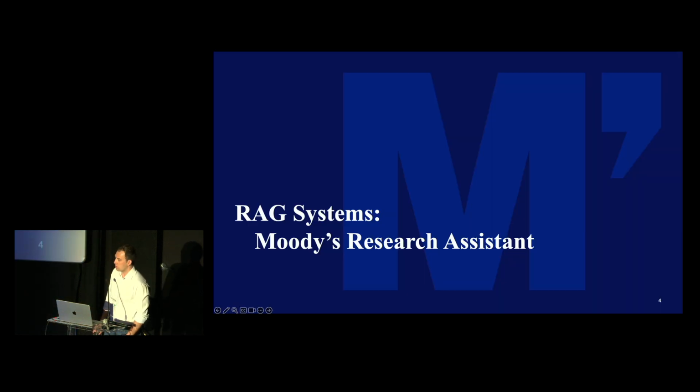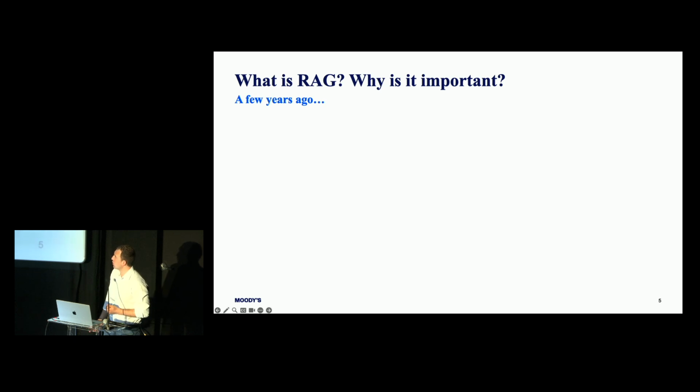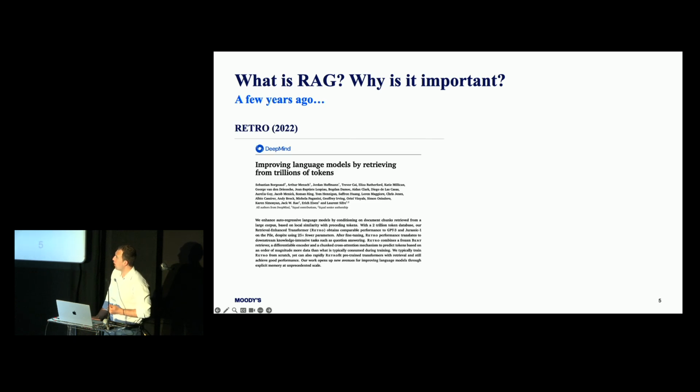So just a brief overview, what is a Retrieval Augmented Generation system, and then more specifically, what does Moody's do on top of that to make it work for our use case? So going back to the long time ago of 2022, DeepMind published Retro, which is Retrieval Augmented Generation. Basically, they have offline embedding. But the thing that I think is really interesting about this is they're using GPT-3, and this was a flagship product. This was groundbreaking at the time.